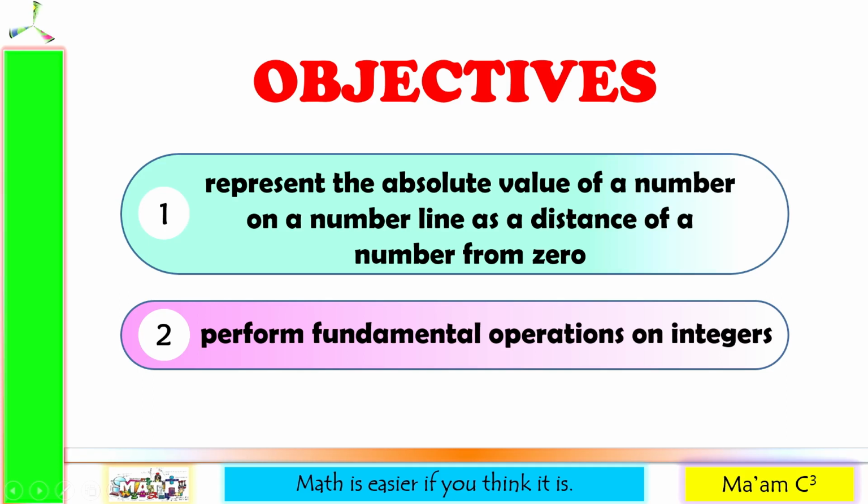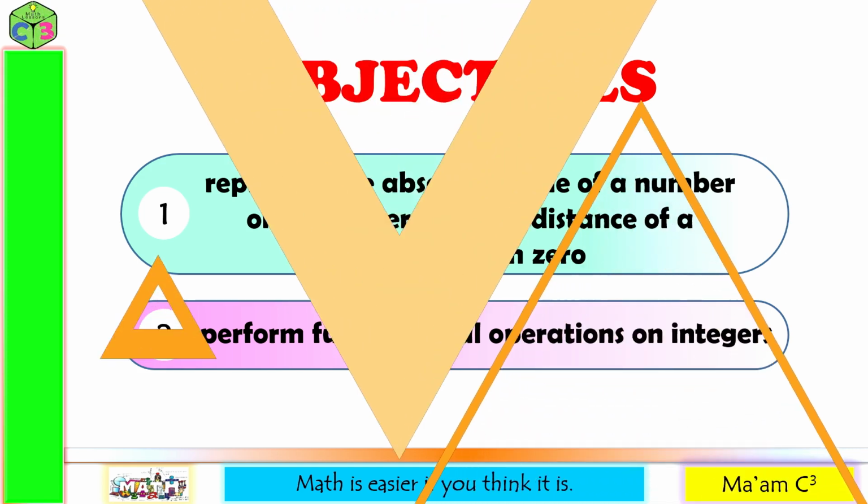Our objectives in this lesson are the following. Represent the absolute value of a number on a number line as a distance of a number from 0 and perform fundamental operations on integers. Let's have a quick activity.